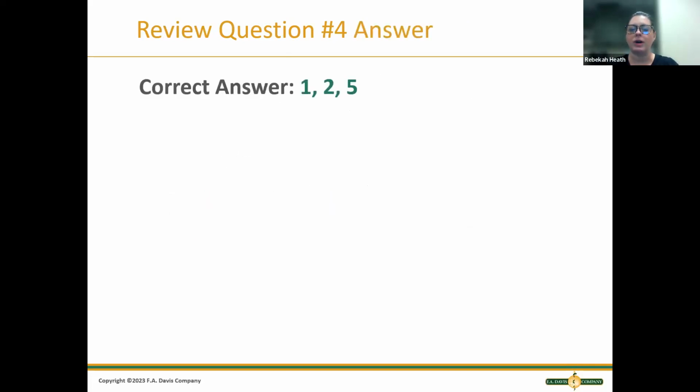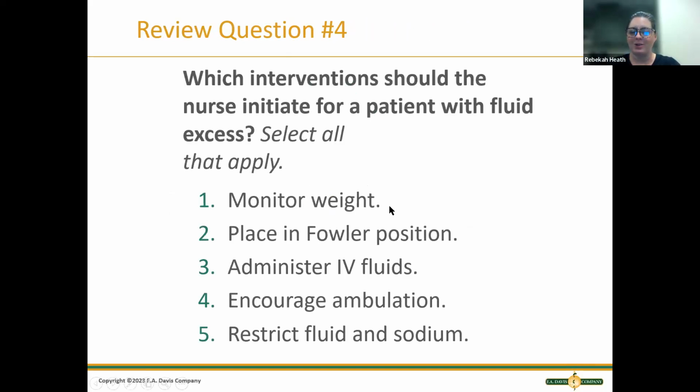Okay, the answer is 1, 2, 5. So we're going to monitor the weight. Absolutely. 2, place in a Fowler position. Yeah, we want to have them a little bit more upright. They have too much fluid that can back up actually into their lungs, make it more difficult to breathe. Sitting more upright is going to be a more comfortable position.